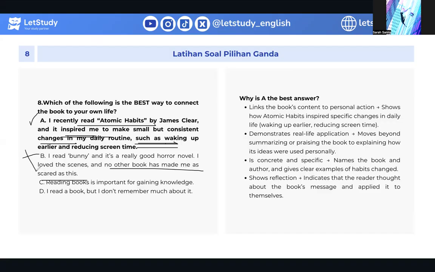Like I read Bunny and it's a really good horror novel. This got me into more horror books and horror movies, or it was such a good horror novel that it made me scared to sleep at night. Things like that can connect the book to your own life. C, reading books is important for gaining knowledge, not specific enough. And D, I read a book but I don't remember much about it. Again, it doesn't answer the question, so that's why it's wrong.